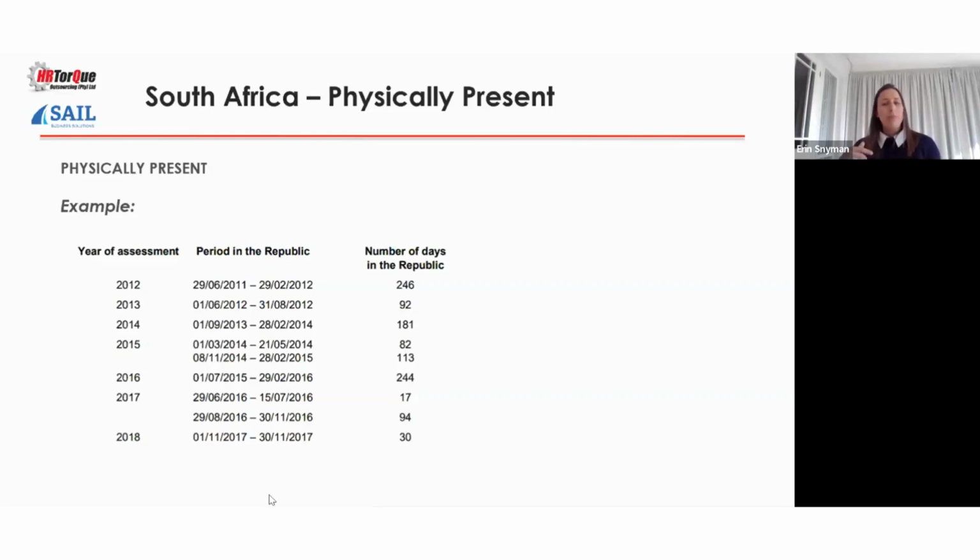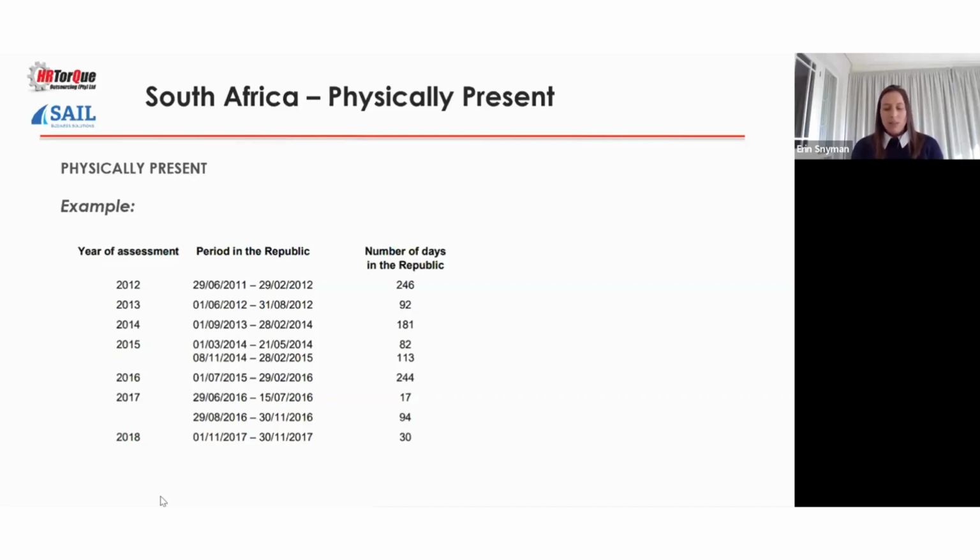So Sarah was physically present in South Africa in the 2017 year of assessment. So what I'm going to do is work backwards from the 2017 tax year of assessment, and then look backwards for the previous 5 years to see if she's meeting the physical presence test, and then we're going to see if she ceased her residency in South Africa. So looking at the 2017 year of assessment, we can see that she was in South Africa for a period of more than 91 days. We've got that 17 days and the 94 days, second and third from the bottom over there. So she ticks box 1 as being in South Africa for more than 91 days.